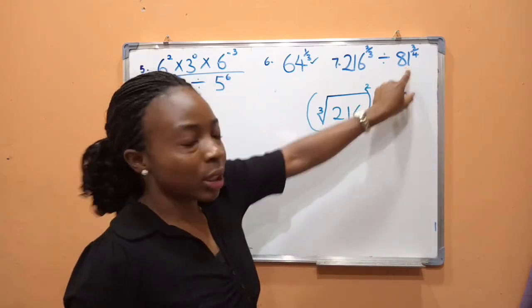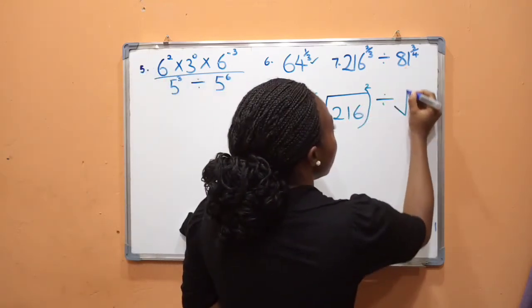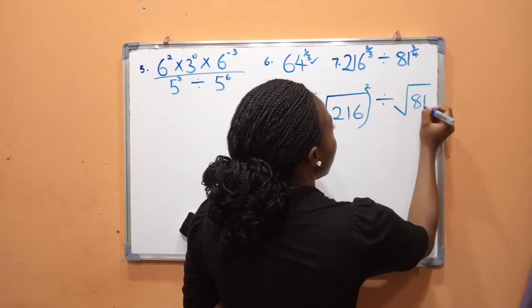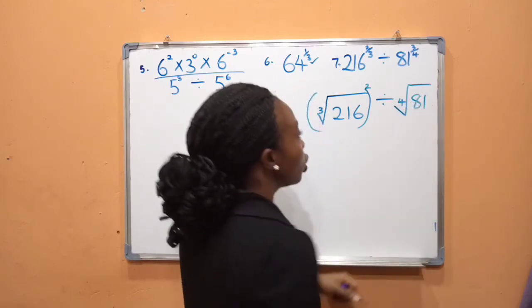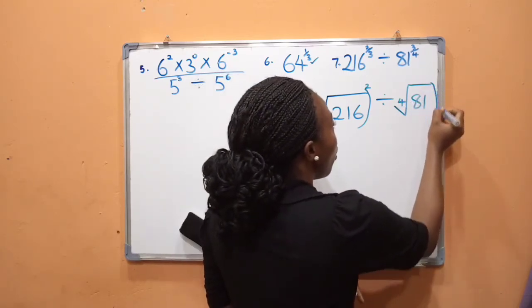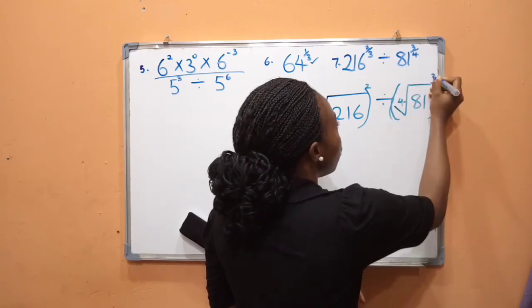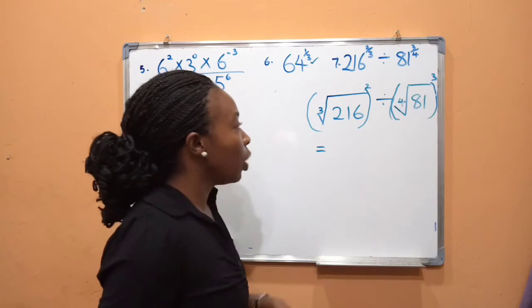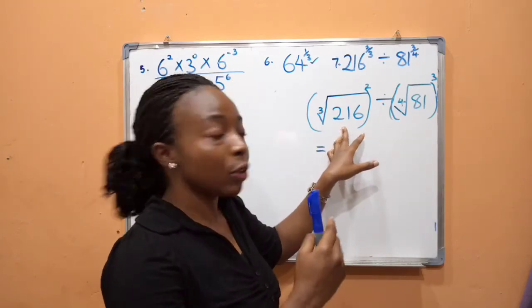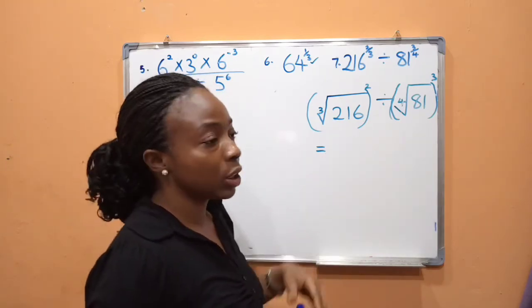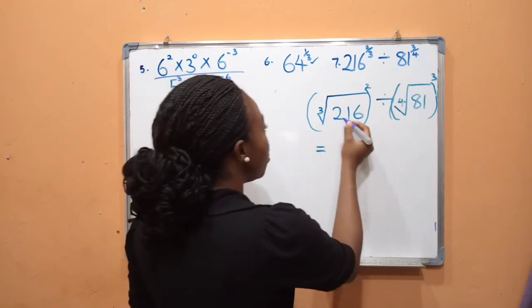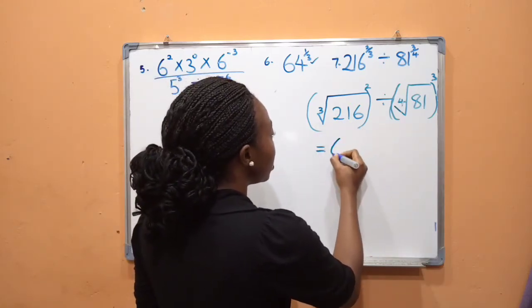we are doing the same thing. We are going to have 81, and then here we are finding the fourth root raised to the power of 3. So what number do we multiply by itself 3 times to get 216? That is 6. So the cube root of 216 is 6.